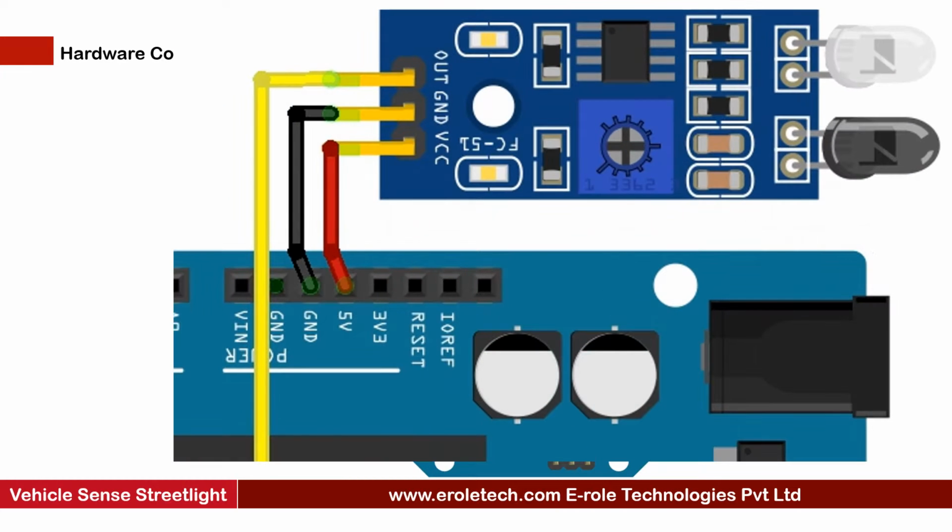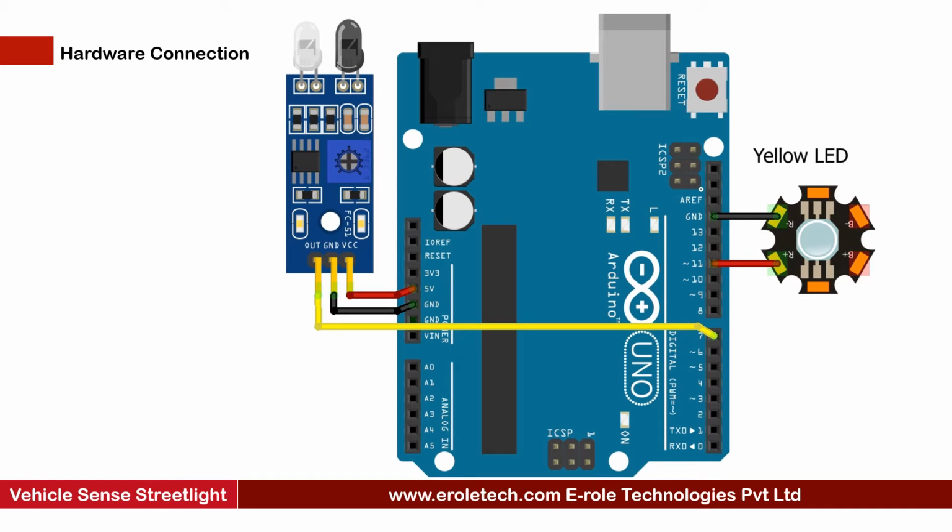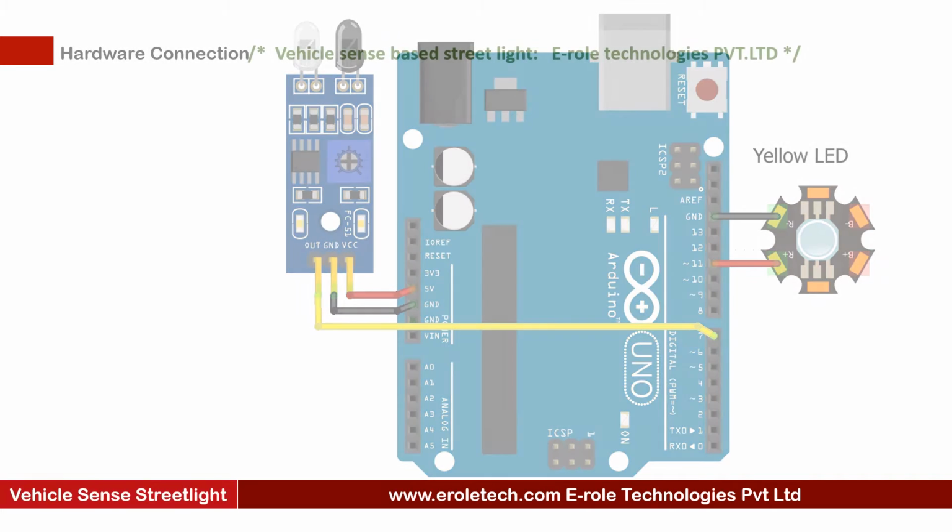The IR sensor module works on 5-volt power supply. The IR sensor module has 3 main pins: VCC, ground, and output. Connect the VCC pin with the 5-volt pin of Arduino, and the ground pin with the ground pin of Arduino. Connect the output pin of the IR sensor module with pin number 7 of Arduino.